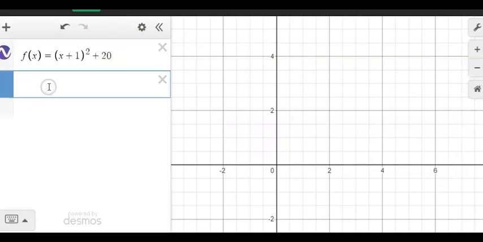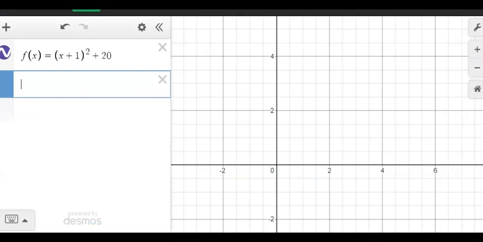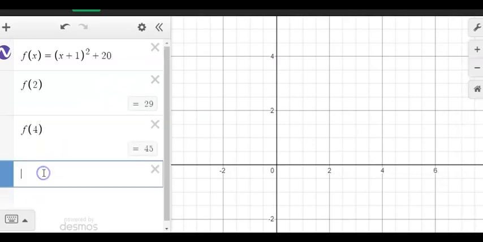All right, if I click on the next row, I can evaluate that at 2 and at 4. So we'll say f of 2, and look at that, it just gave me that. So let's do f of 4, and it gave me that. So let's see, I need 45 minus 29.